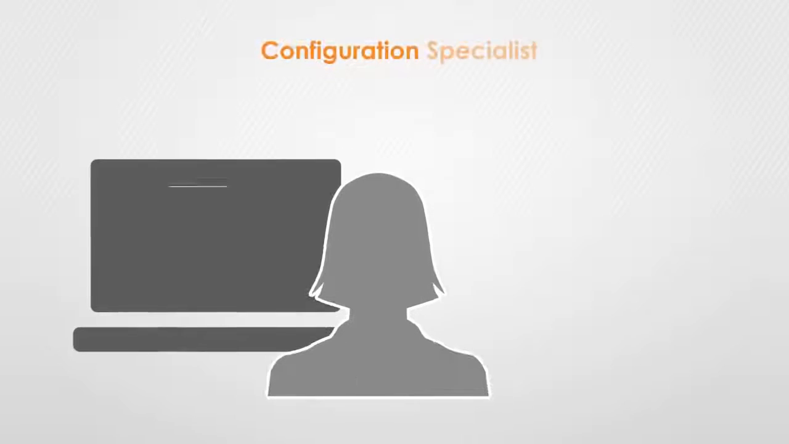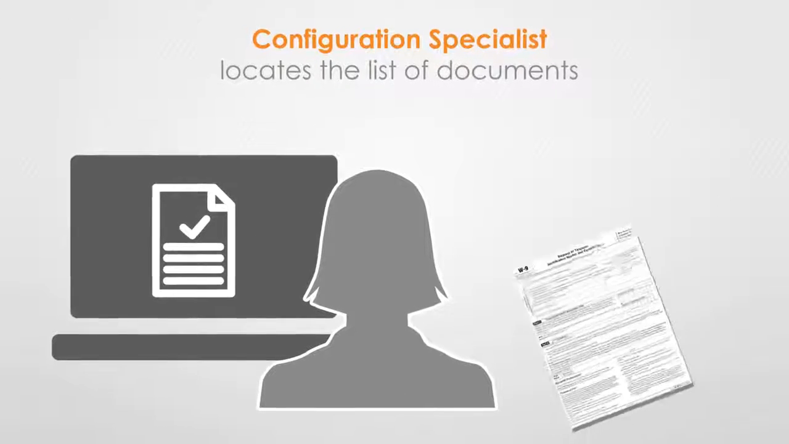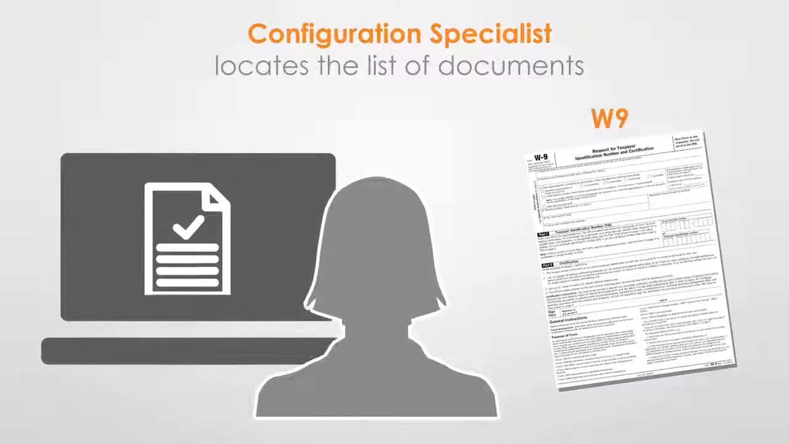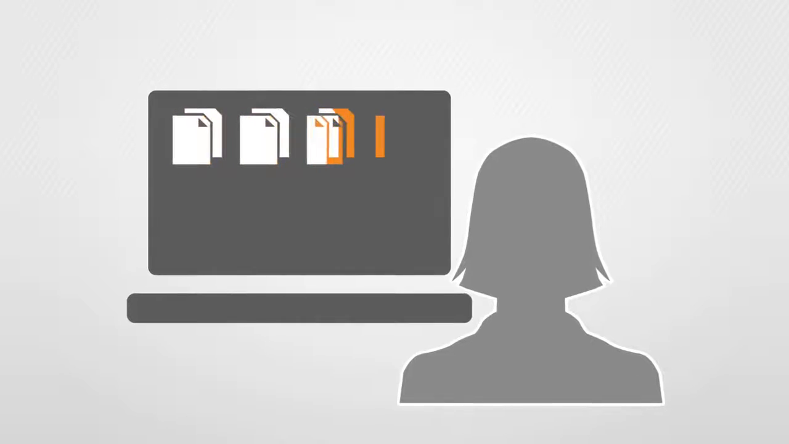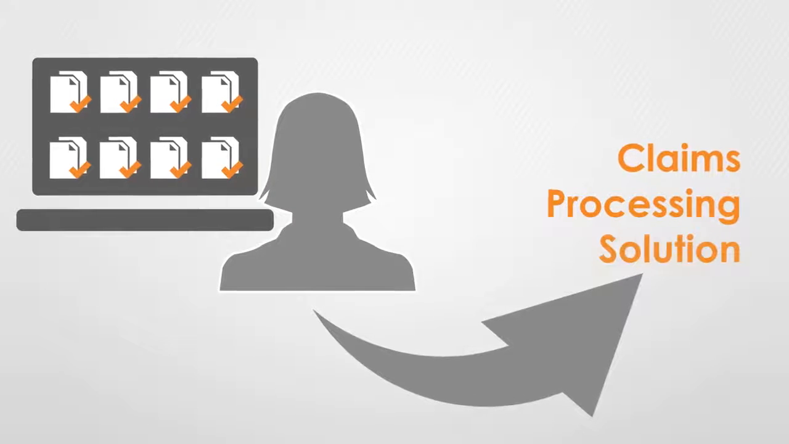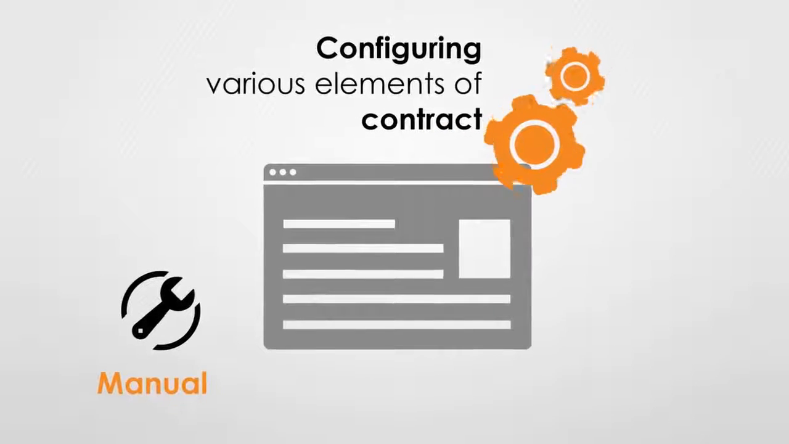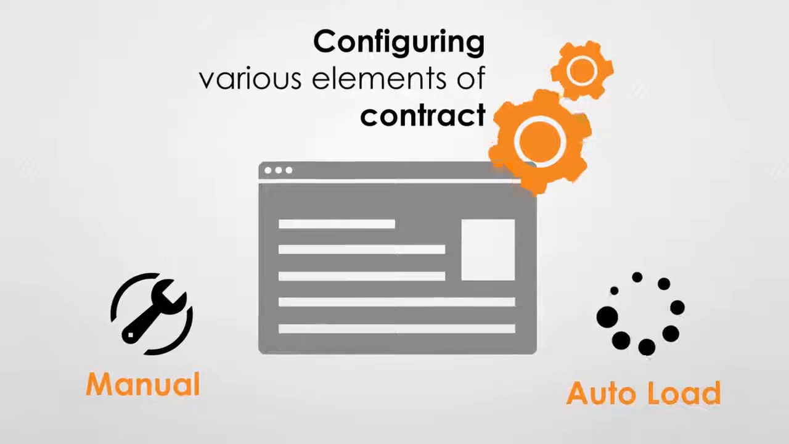process. The solution helps the configuration specialist locate the list of documents that are required for this contract, such as a W-9. The configuration specialist classifies the document and validates the data before configuring the contract into the claims processing solution. Configuring various elements of the contract can be done either manually or using auto-load functionality of the system. To perform an auto-load, the solution interfaces with the health plan's claims solution using standard technologies.